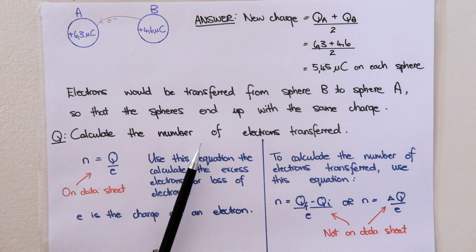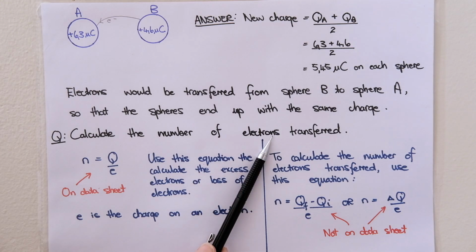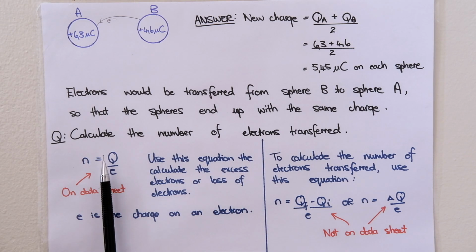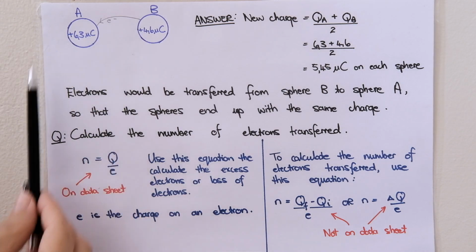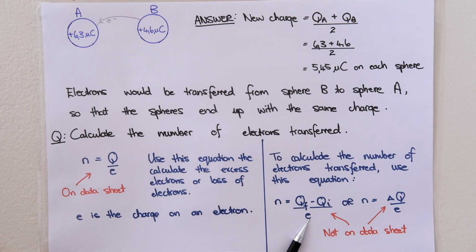But when they want you to calculate the number of electrons transferred, you change this equation to that, where your number of electrons is the change in charge on one or the other sphere divided by the elementary charge on an electron. So it's the final charge on sphere A minus the initial charge on sphere A, divided by e. This is on your data sheet. Or you can say the final charge on sphere B minus the initial charge on sphere B, divided by the elementary charge on an electron.